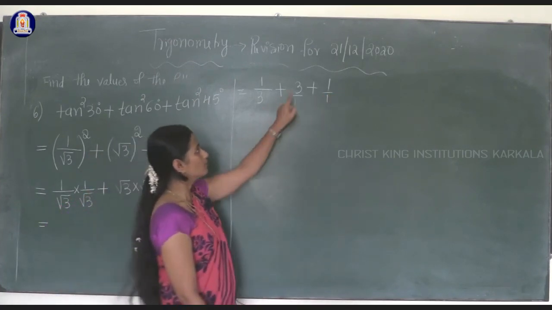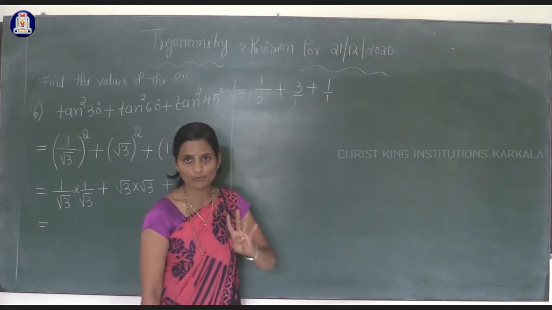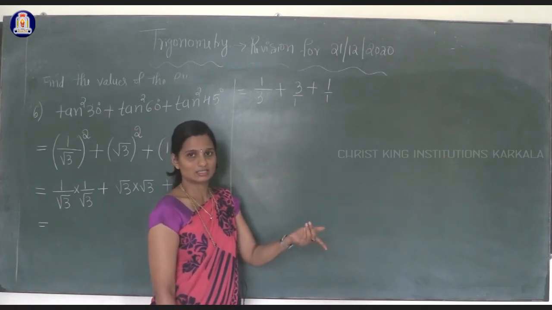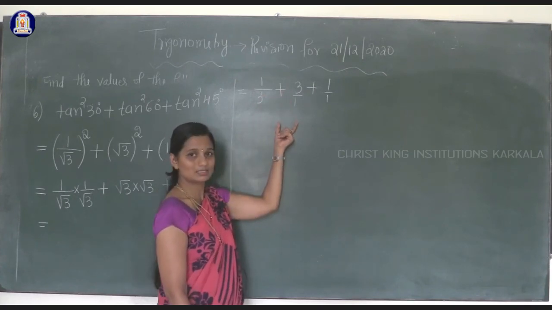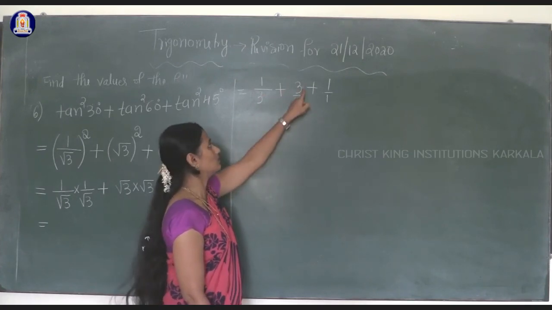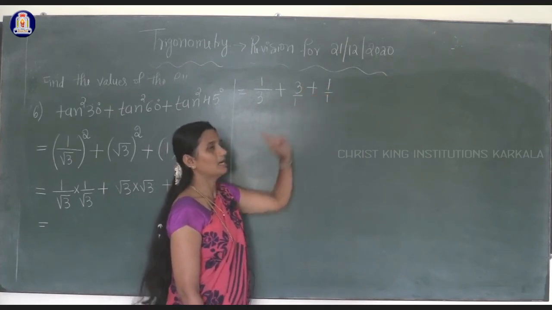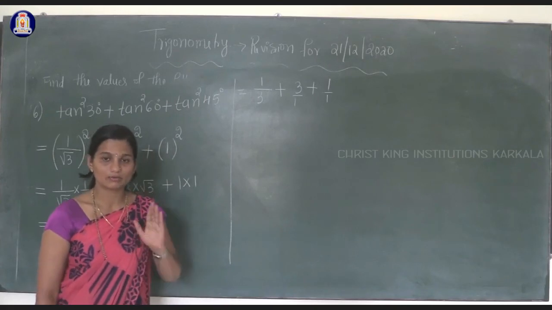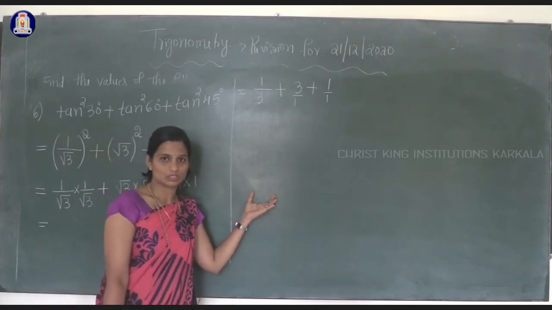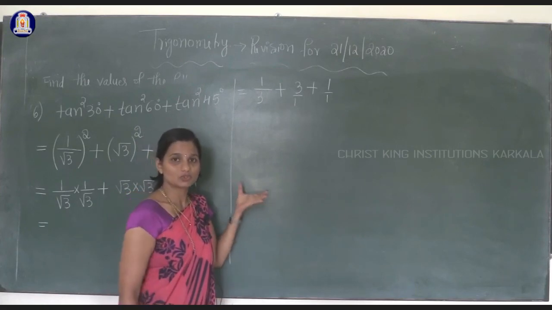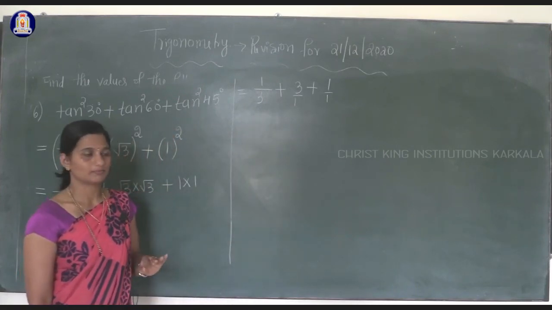Or else, first add 3 plus 1. 3 plus 1 is how much here? 4. Next take LCM. Both are the same, okay? Do this simplification as you wish. So 3 can be written as 3 by 1, plus 1 can be written as 1 divided by 1. I follow the same method I explained in previous questions, taking LCM. So here also I take LCM.